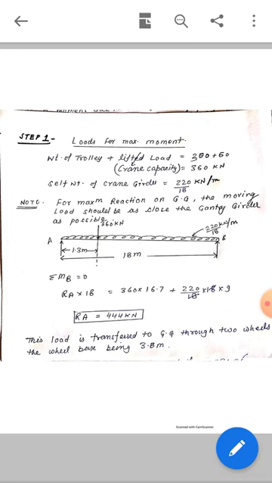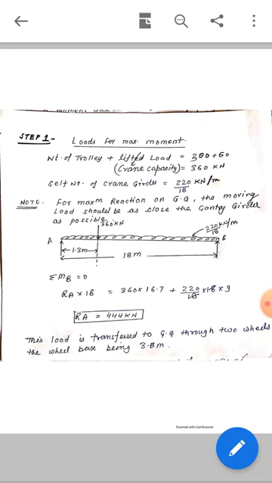So putting 360 kilonewton at a distance of 1.3 meter from A, and the uniformly distributed load of 220 kilonewton, we find the reaction at A by equating the total moment about B to 0, and we get the value of RA as 444 kilonewton.